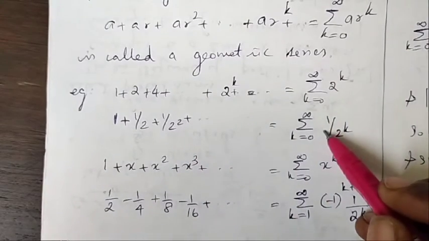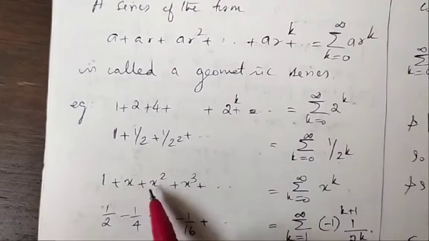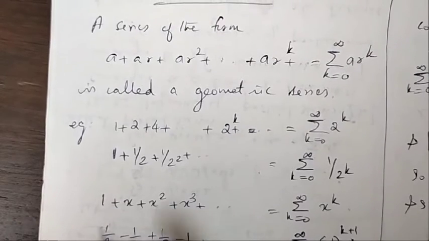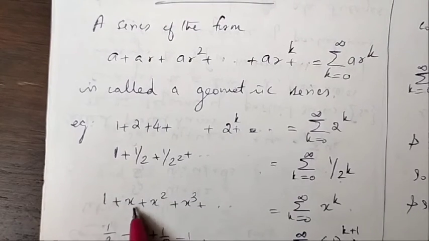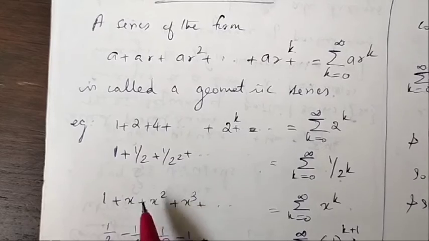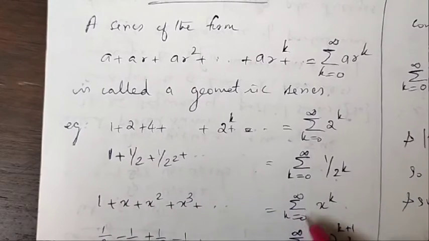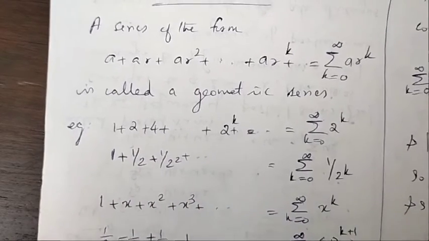A is also 1. Next, 1 plus x square plus x cube etc. First term is 1. 1 into x is x, x into x is x square, etc. So x is the common ratio. So sigma k from 0 to infinity x raised to k.